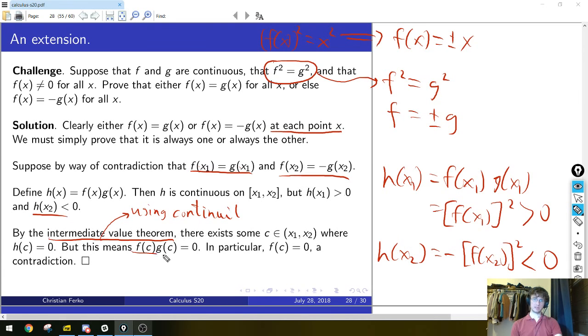That means the product f of c times g of c is 0, because that's what h was. But f is plus or minus g, so f times plus or minus f is 0, which means f is 0, and we assumed f is non-zero for all x. That's the contradiction.